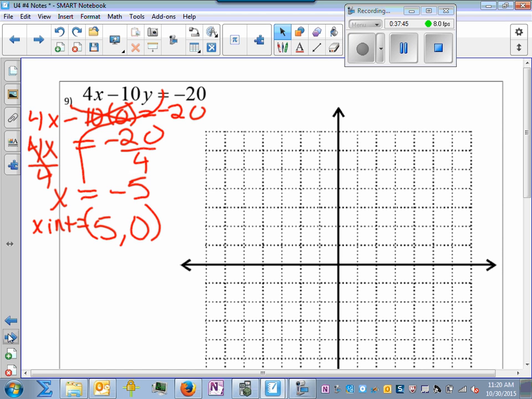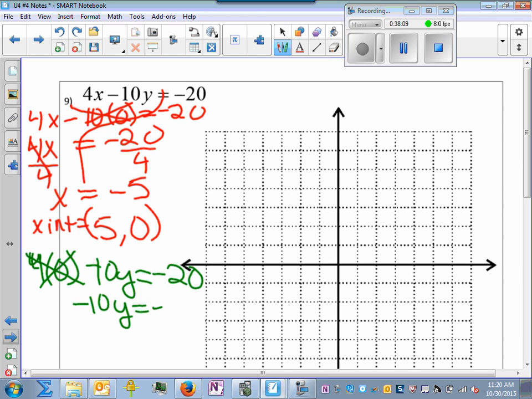Now I'm going to do my y. For my y-intercept, my x is going to have to be 0. So it's going to be 4 times 0 minus 10y equals negative 20. Again, 4 times 0 becomes 0. I'm just going to cross it out. So I get negative 10y equals negative 20. I divide by negative 10 to get y by itself. My 10's cancel out. I get y equals positive 2 because negative divided by a negative is a positive.